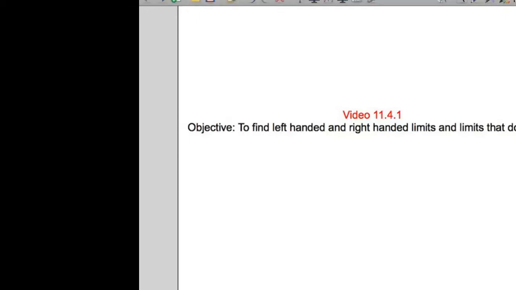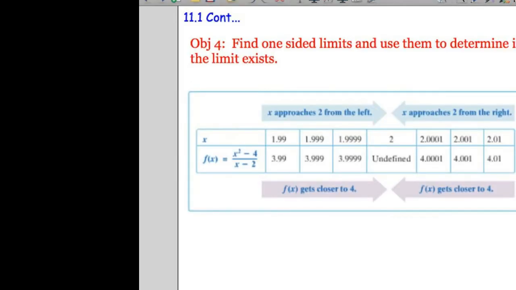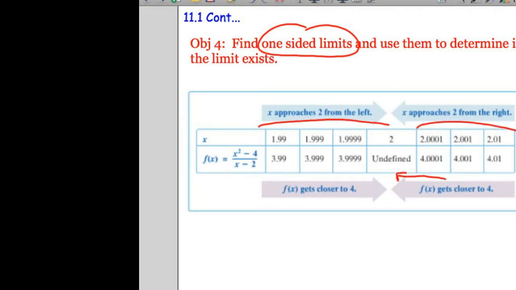This is video 11.4.1, and the goal in this video is to be able to find left-handed and right-handed limits and limits that don't exist. So in order to understand this, let's just remember when we're finding a limit, we sometimes might want to find one-sided limits, meaning the limit on one side. So this is the left-hand side and these are the right-hand side, and figure out what happens when we come from each direction. And we see that both of them tell me that we're getting closer to 4.